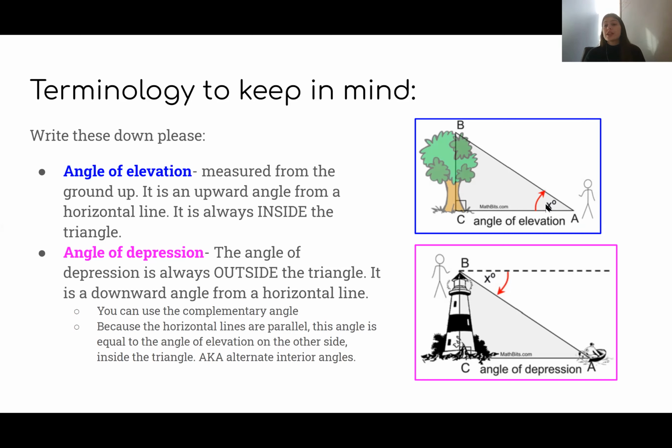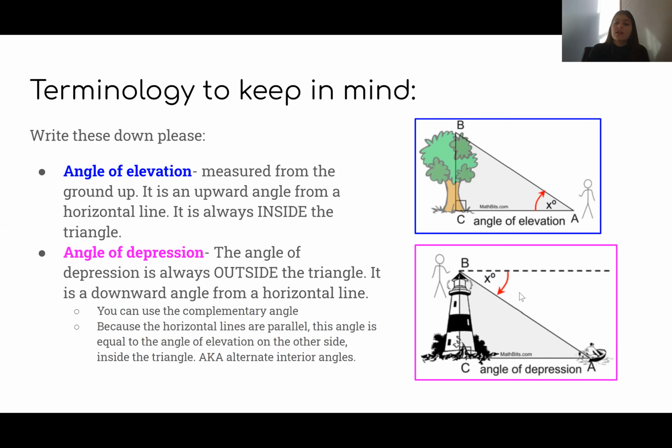The angle of depression is a little bit different. For the angle of depression, you're actually starting at the tip top of the triangle. You're looking out, creating a horizontal line, and you're measuring downwards from the outside of the triangle, from the outside of the triangle down towards the hypotenuse.